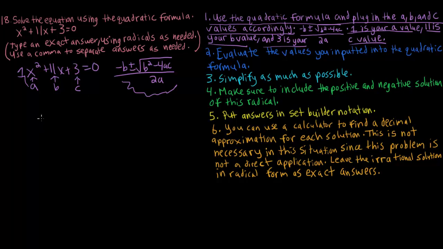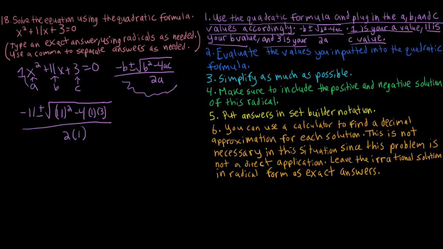So we have negative b, so b is 11, so negative 11 plus or minus the square root of b squared. 11 is b squared, minus 4. Our a value is 1, so put that in parentheses, and then our c value is 3, so put that in parentheses as well, and all of that is going to be over 2 times a, and a is 1, so 2 times 1.